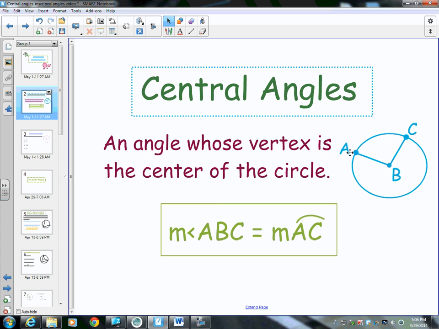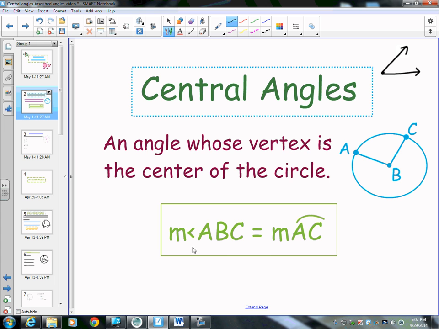A central angle is, on a circle, an angle whose vertex is the center of the circle. And again, what does an angle look like? Start with that. So an angle looks like this. It's made up of two rays. They meet at one point, and this one point right here is called the vertex. So the vertex of the angle would be the center. For example, angle ABC. Okay, so this is a central angle.